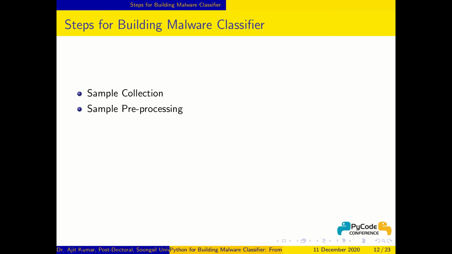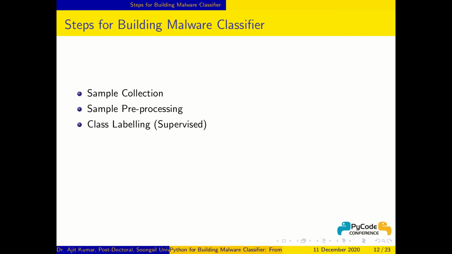Some examples are selecting a specific file type. Suppose in this demo I will be showing that I am working only with portable executable, the Windows file format. So I need to filter out all the files that are not in the PE file format, otherwise our further analysis will not work on them. So that is pre-processing. Again, I will explain it with Python code.